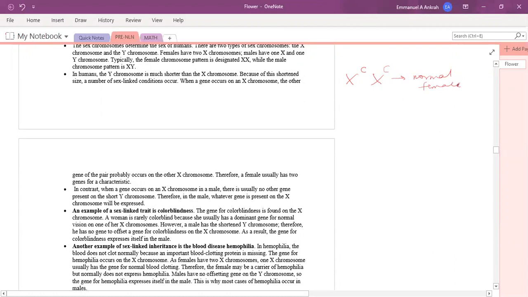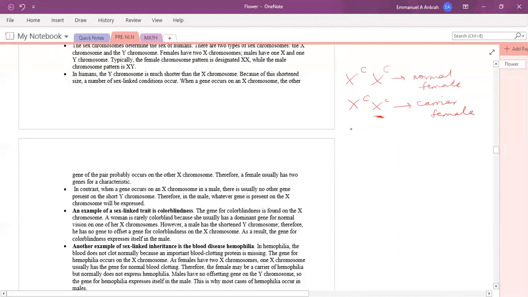All right. If the person has X uppercase C and X lowercase c, this female is going to be normal, but then she is known as a carrier. She's carrying the abnormal gene. So we call that person a carrier female. So she's normal. We don't have the color blindness, but she's just carrying the abnormal gene.